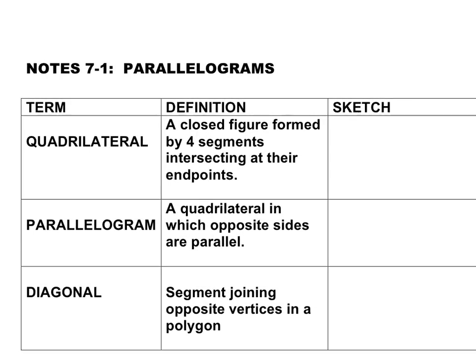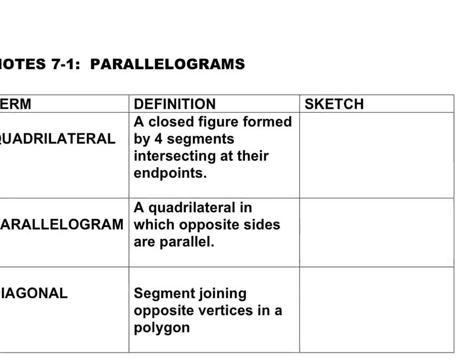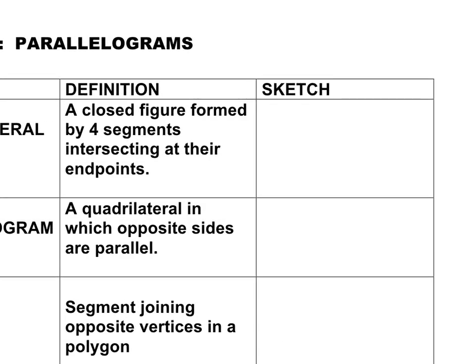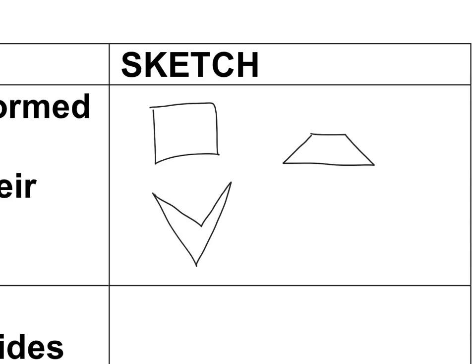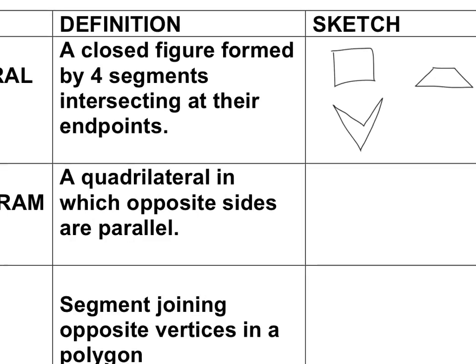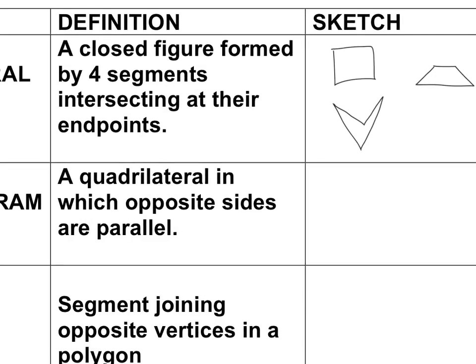And a parallelogram is just a quadrilateral, a closed figure formed by four segments intersecting at their endpoints. So we've seen several of these. A square or rectangle would be a quadrilateral. We also have shapes that can look like this, and then that V shape that we kind of looked at when we were doing polygons. Specifically, though, a parallelogram is a quadrilateral in which opposite sides are parallel. So generally, we draw them like this, and of course, that would be a perfectly straight line.